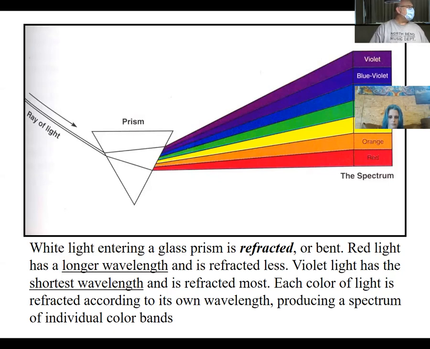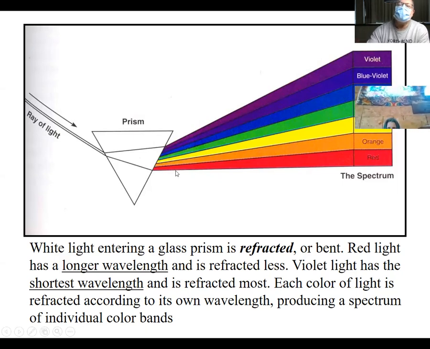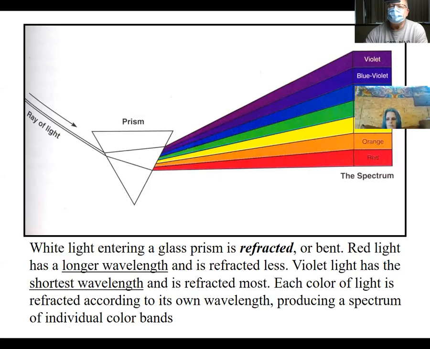So let's look at the slide here and go over this real quick. We've got white light coming into the prism. It gets bent or refracted as it's moving through the prism because the wavelengths of light are slightly different, the energy levels are slightly different. The light gets bent at different amounts.